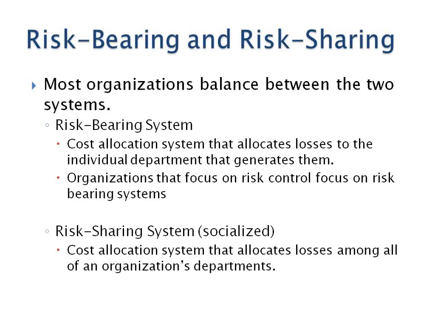We talk about a risk-sharing system, which a lot of times you'll hear referred to as socialized. It's a cost allocation system that allocates losses among all of the organization's departments. So why would you do a risk-sharing or socialized system and not do risk bearing, if it makes all that sense? Well, a socialized or risk-sharing system is pretty easy. You find out what your costs are. The actuary says, here's how much you need to charge, here are the insurance premiums, here are all these things that need to be included. Then you just charge everyone equally, or you charge based upon payroll, and you're done. That's why you typically see risk-sharing systems: because they're easy.